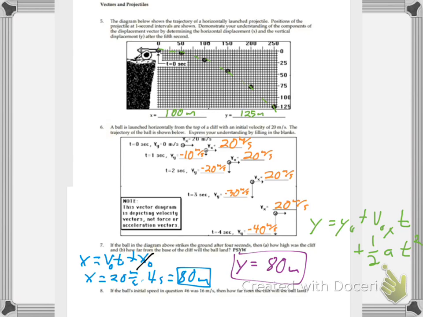If the initial speed was 16 meters per second, how far away from the cliff will it land? So this one, again, our initial position is 0. We'll take 16 meters per second, multiply it by 4 seconds to get 64 meters from the cliff.